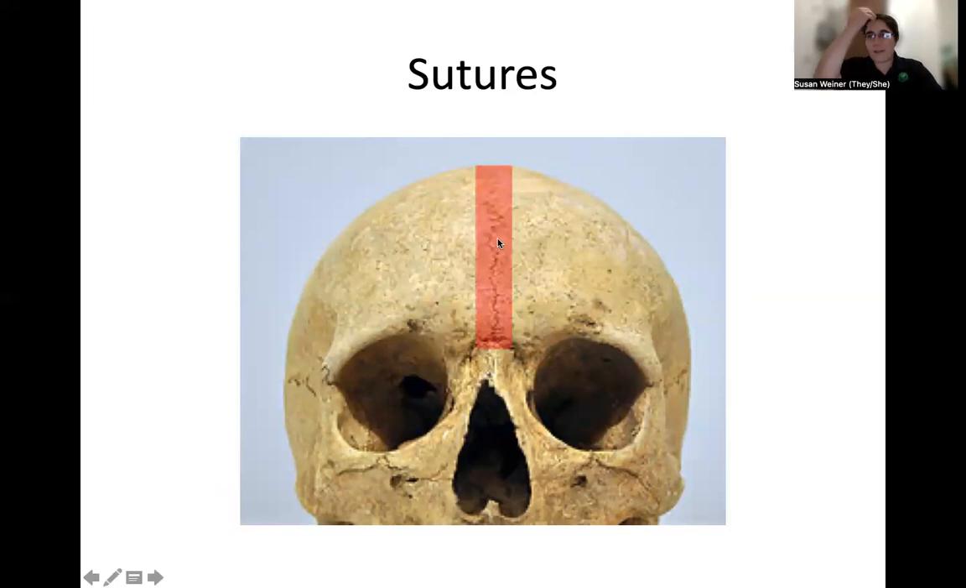Now, the frontal bone starts as two separate bones separated at the midline, and then it comes together. But instead of forming a suture here, it actually in adulthood fully fuses into one solid bone, unlike all the rest, which you leave those sutures.